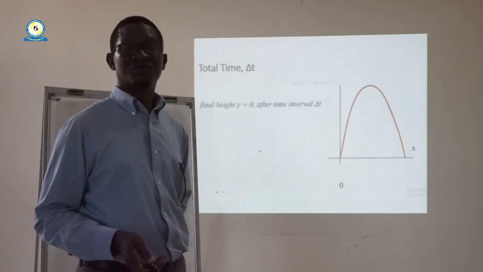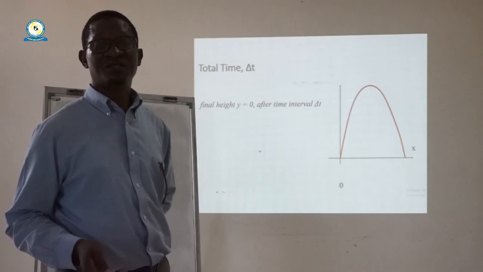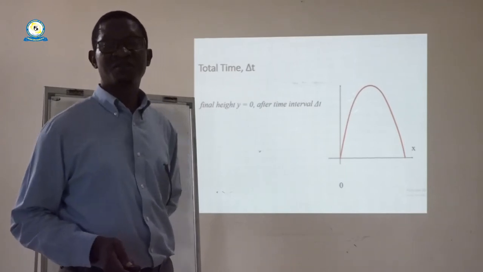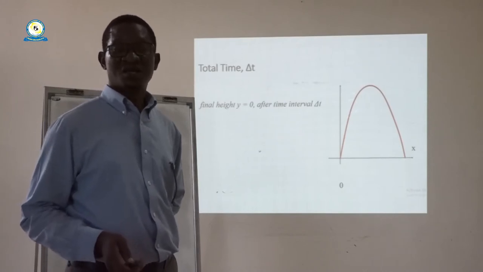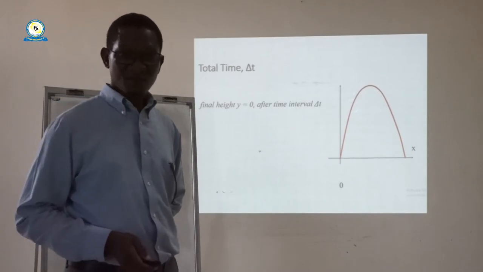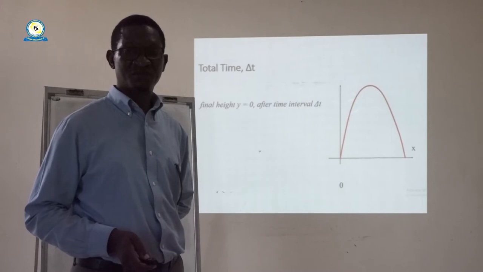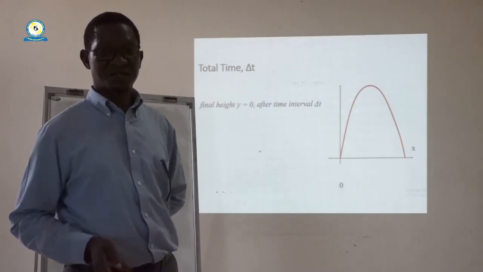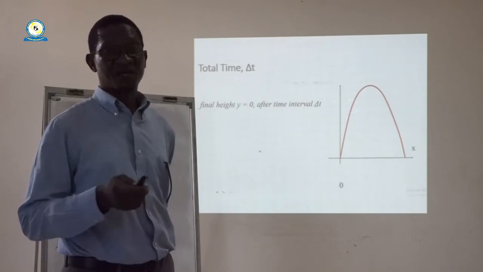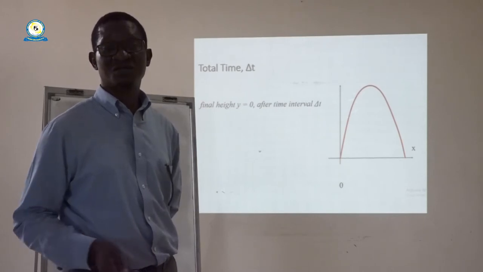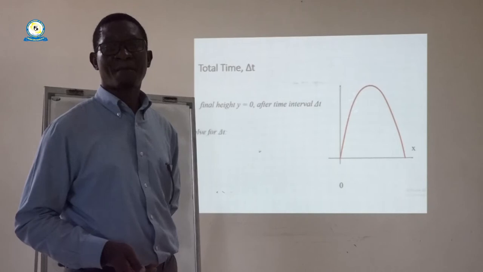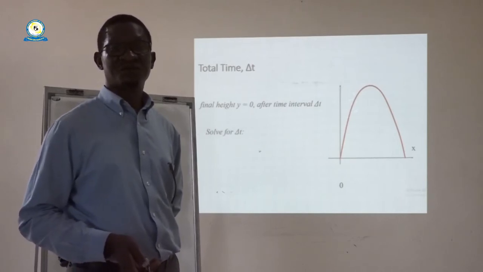Total time now. Final height is the same as before. Y is equal to zero after time interval delta t. Y is equal to zero, it means this point, initial point O, and the final point there, they are the same. When you throw a ball or a stone, it will come again to the same level. It means final height, Y is equal to zero, in this trajectory we have in front of us. Solving for time.